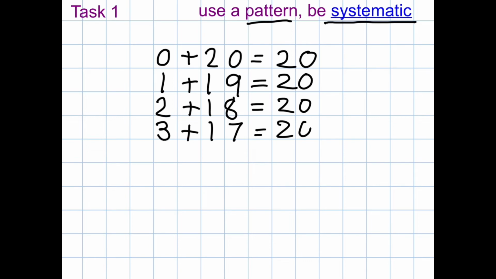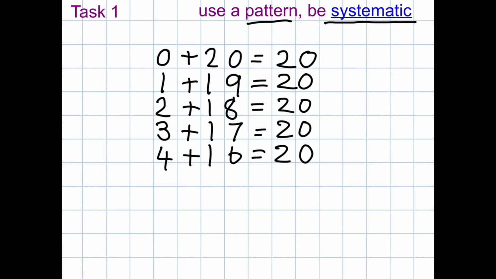Now, the trouble with patterns, if you make a single mistake, it all goes wrong. So you have to look really carefully that you're using the pattern. 4, add 20, 19, 18, 17, 16 equals 20. So that is the start of the pattern.